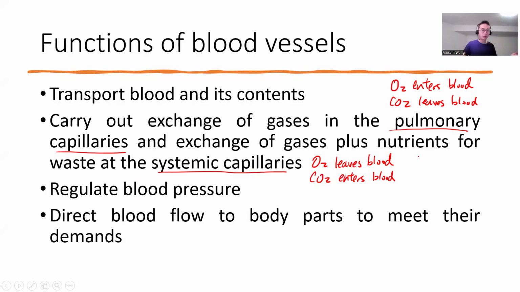We learned about cellular respiration last semester. You know your cells are constantly creating carbon dioxide. So that carbon dioxide needs to go back to the blood in the systemic capillaries, and then it will be taken back to the heart, and then it's gonna get carried to the lungs where you breathe it out.